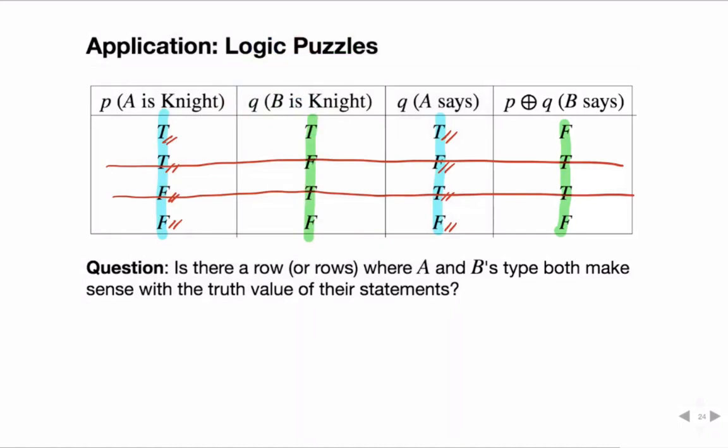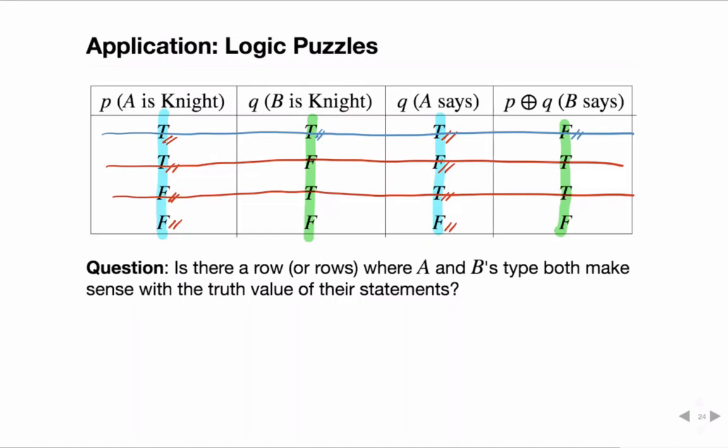So in the first row, Q is true. That means that B is a knight. But in the associated column for what B said, I've got a false, and that's inconsistent because if B was a knight, then he or she couldn't have said anything that was false. And so I know that this row doesn't work. It's actually not necessary to do this, but as an exercise, we're going to check the second and third rows just so that we get more practice.